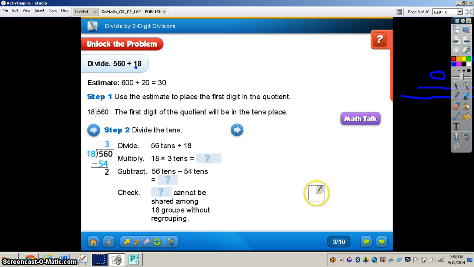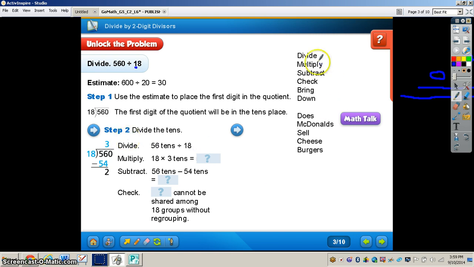Now from here, we need to divide the tens. So we're going to take 18 into 56. We need to think, what is the most amount of times 18 can go into 56 without going over? This would be our first step, which is divide. Remember, even though we're doing two-digit divisors, we're still doing divide, multiply, subtract, check, and bring down. Does McDonald's sell cheeseburgers? So it's very important to remember. So we divide, thinking the most amount of times 18 goes into 56 without going over. That is 3 times.